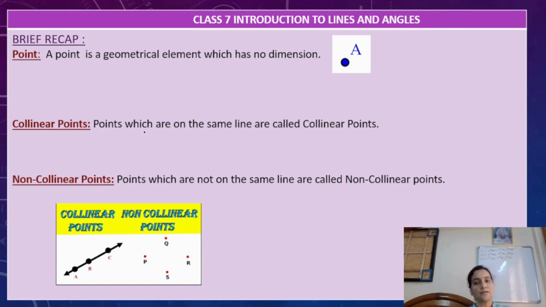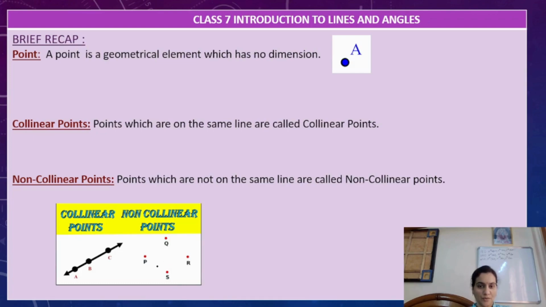Now, what are collinear points? Points which are on the same line are called collinear points. Like this is a line here, and points A, B, C lie on the same line. So these are called collinear points. Non-collinear points: points which are not on the same line are called non-collinear points. Like here P, Q, R, S.